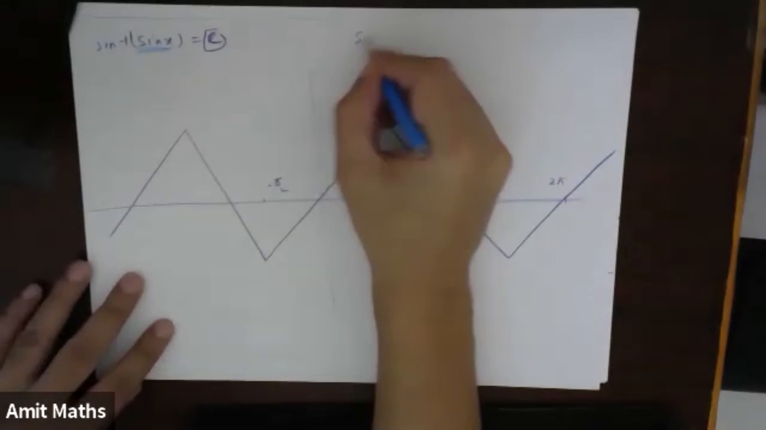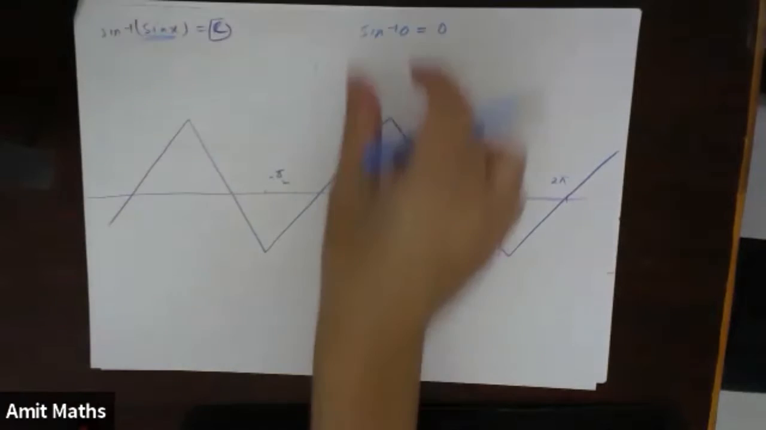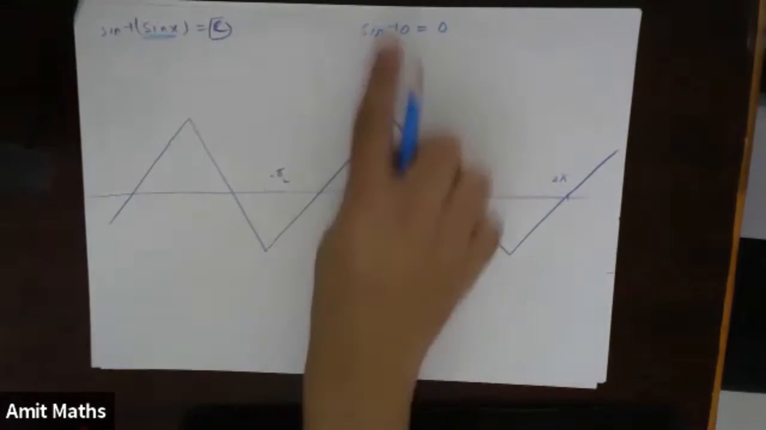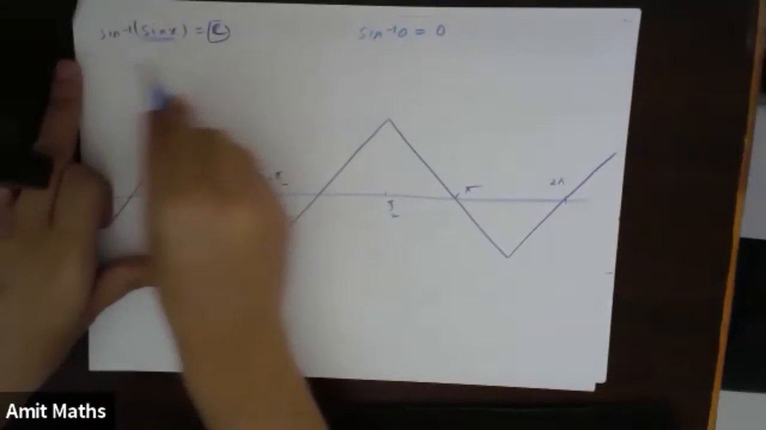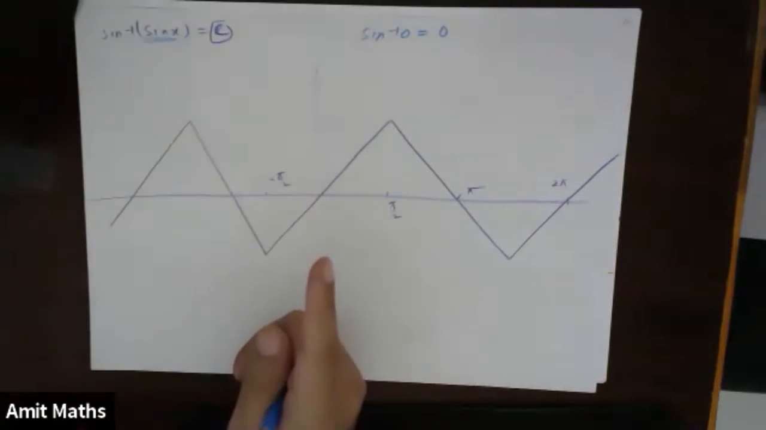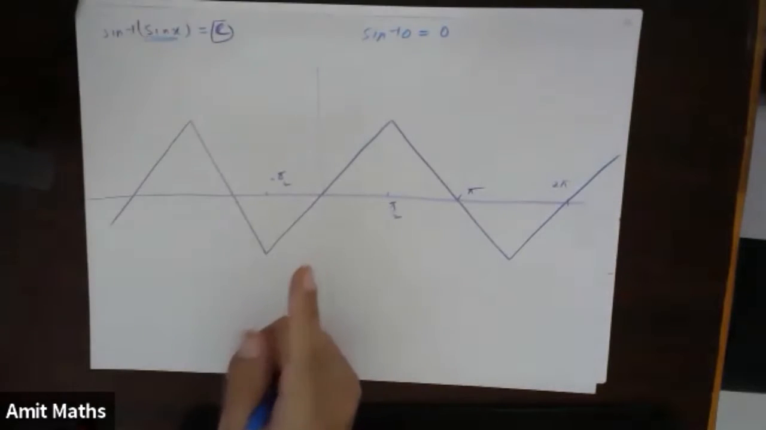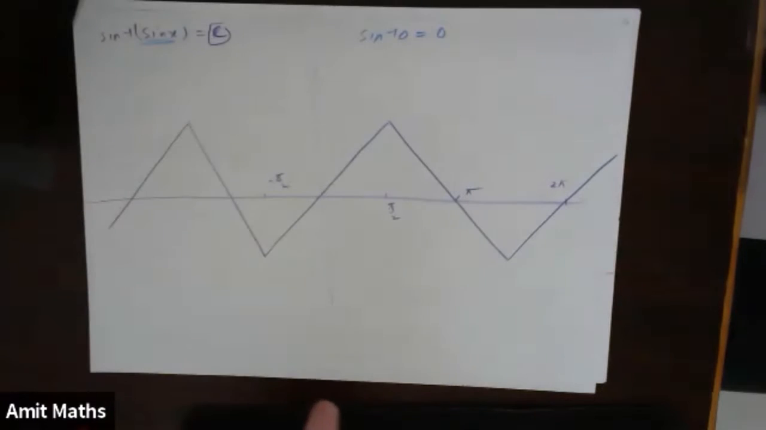And what is sine inverse of 0? Sine inverse of 0 is nothing but 0, because this will only give you the output in principal value, right? Now see, if you think about this graph very carefully, the final output is given by sine inverse. And what is the principal value which sine inverse will give? Sine inverse will give output from minus pi by 2 to pi by 2.